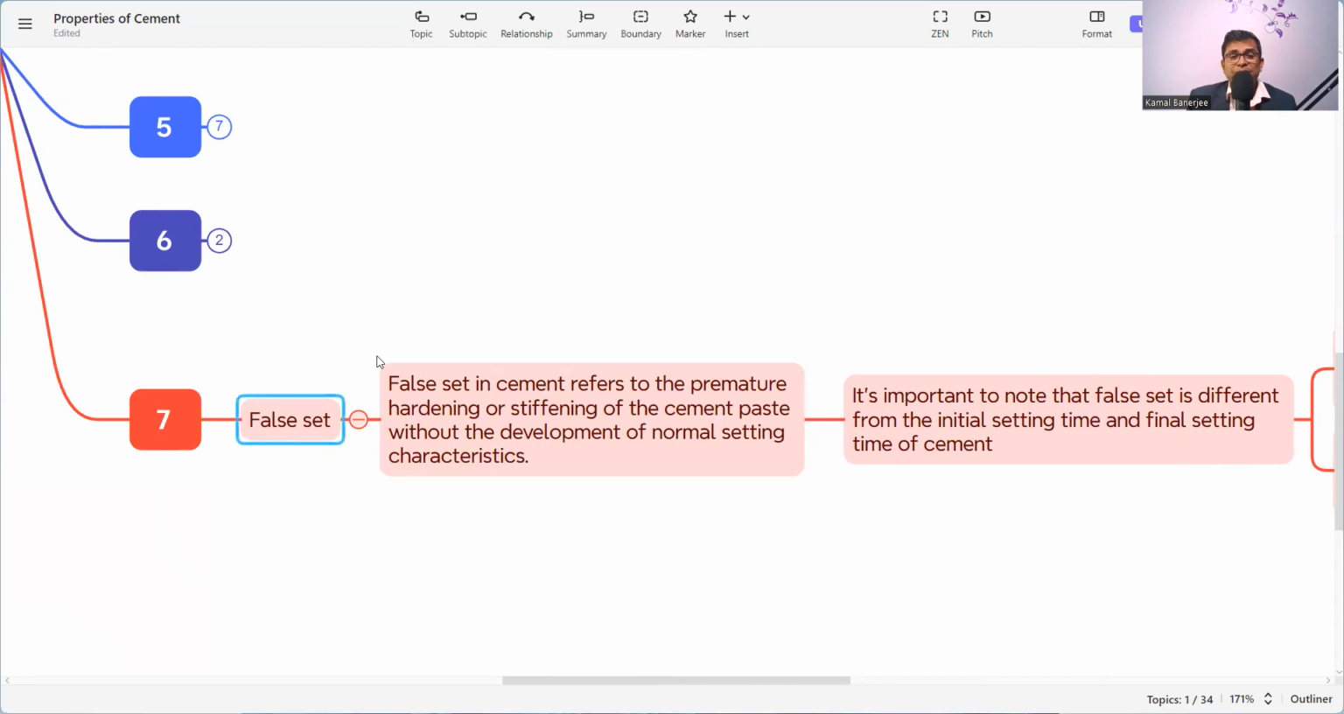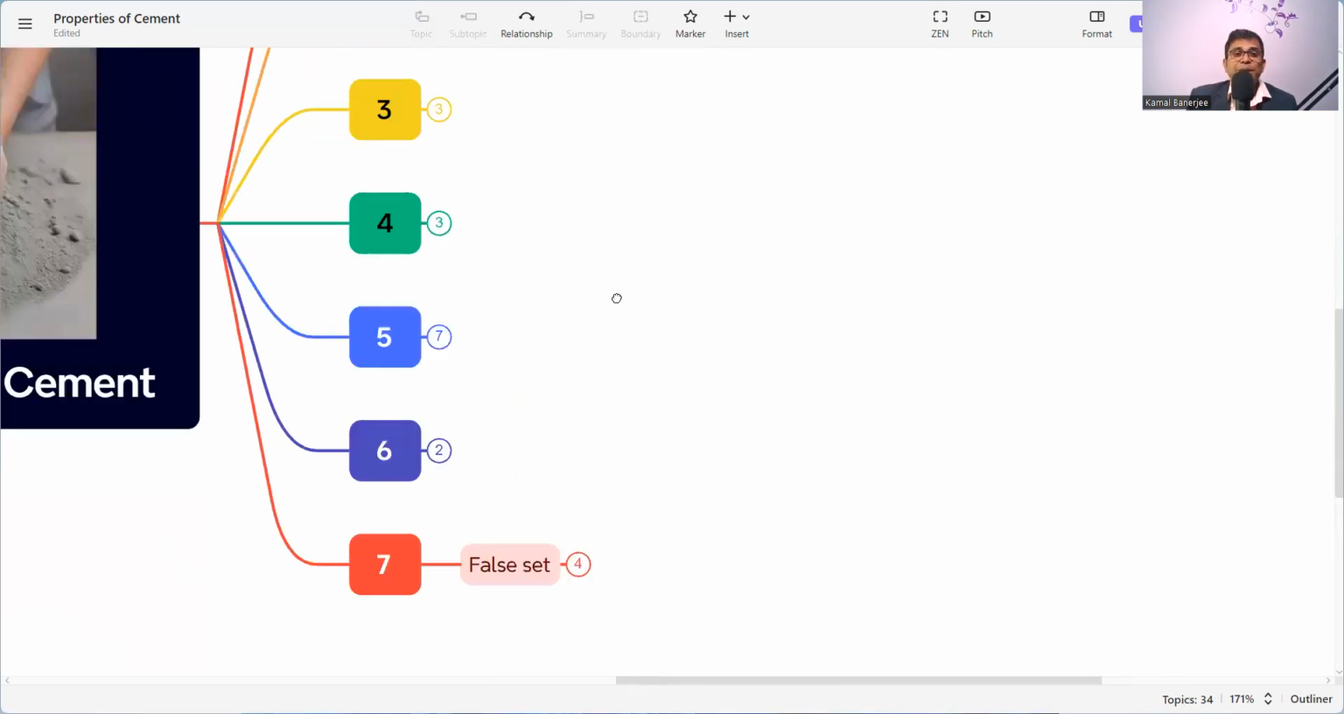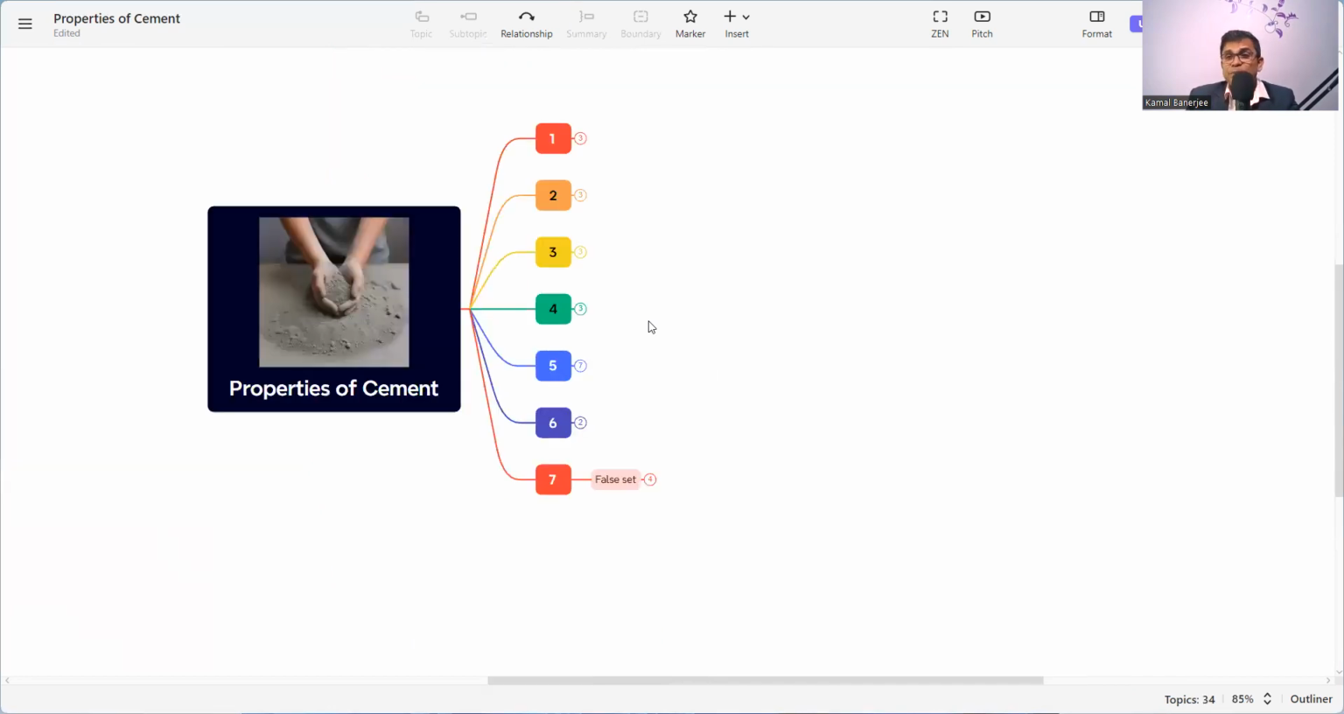It should not take moisture from the environment. If this happens, false set occurs, cement lumps can develop, and the cement cannot be used and can be rejected. So that's why we need to check the cement storage itself.